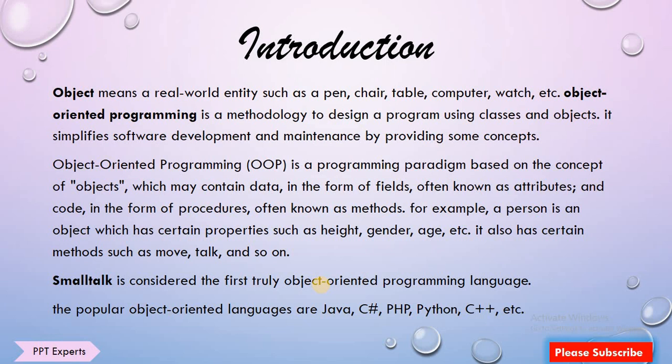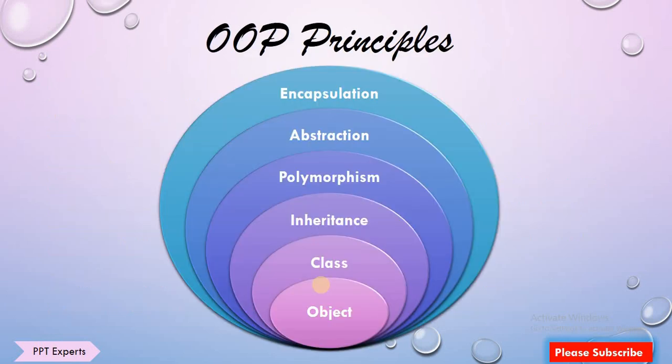One of the first truly object-oriented programming languages is Smalltalk. Smalltalk is considered the first truly object-oriented programming language, and the other popular languages are Java, Objective-C, PHP, Python, C++, Go, and many others. Here are all the listed OOPS principles: object, class, inheritance, polymorphism, abstraction, and encapsulation.